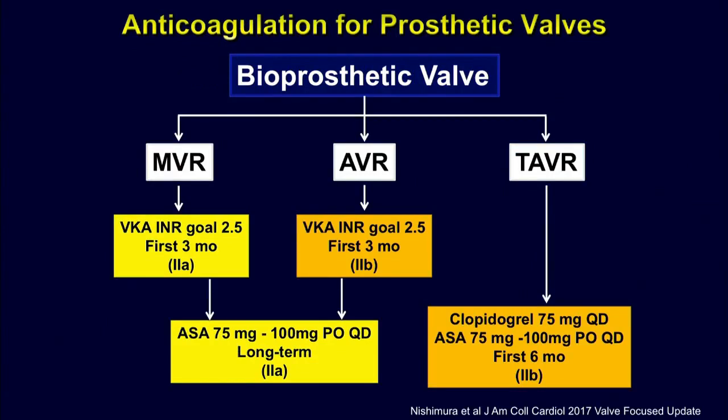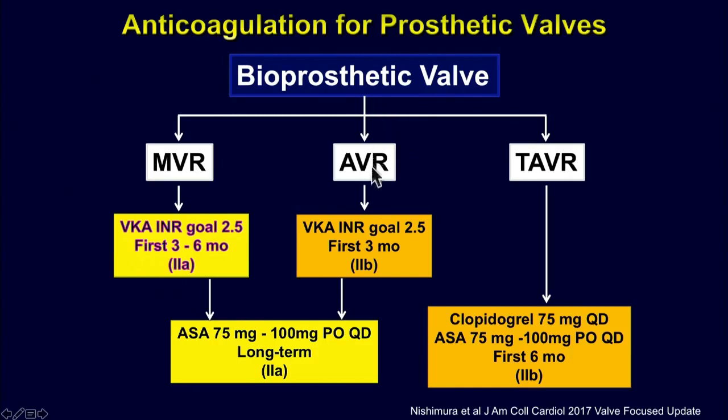What about anticoagulation for prosthetic valves? The guidelines in the past had told us that if you have a bioprosthetic mitral valve, we give vitamin K antagonist, Coumadin, to a goal INR of 2.5 for the first 3 months. That has changed now to the first 3 to 6 months as a Class 2A indication, followed by antiplatelet therapy.